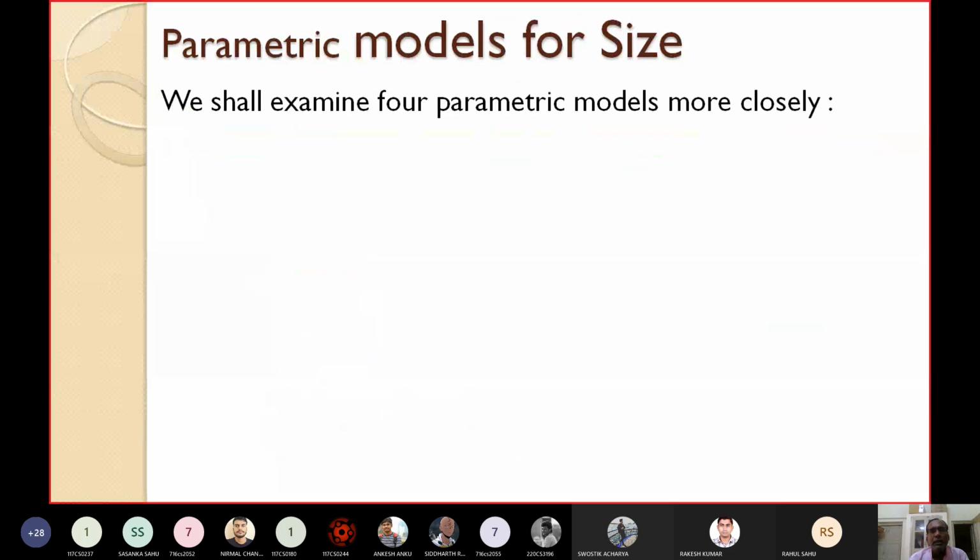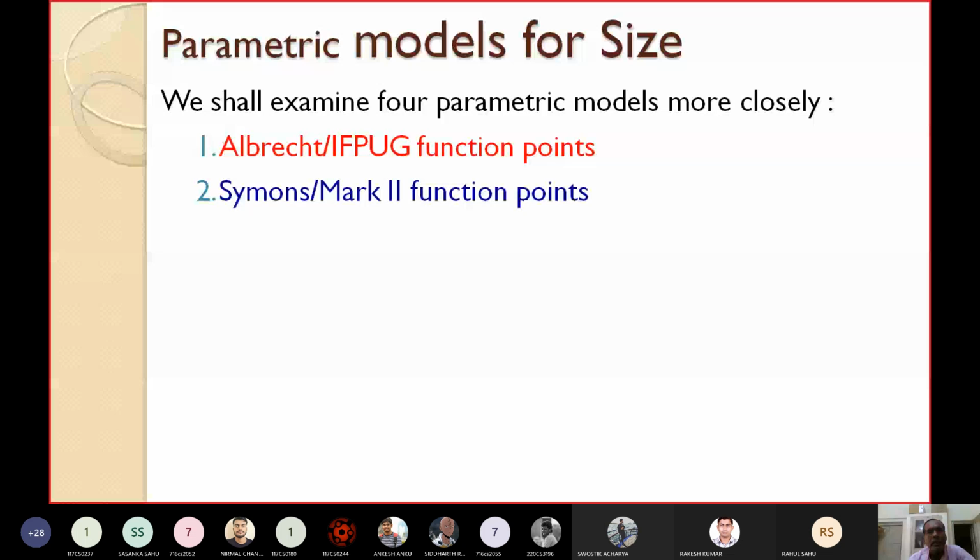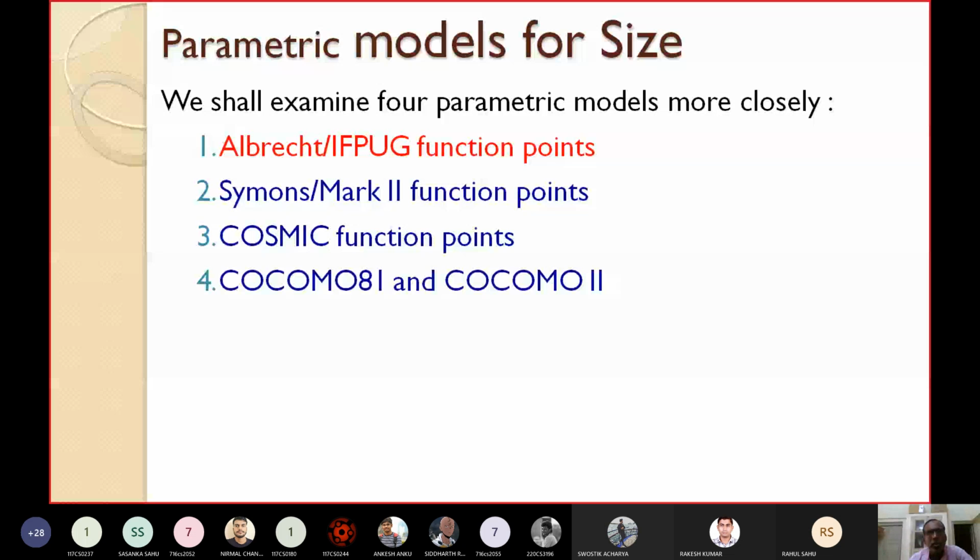Now let's see what parametric models are available for size. We shall examine four important parametric models for size more closely. Number one is Albrecht or IFPUG function points, then Simpson's or Mark II function points, then COSMIC function points, and the last one, very important, COCOMO 81 and COCOMO 2. These are also parametric models for size. Using COCOMO 81 and COCOMO 2, we can also estimate the size. Today we will discuss only the first one because these are very large topics. Today we will try to finish Albrecht IFPUG function points.